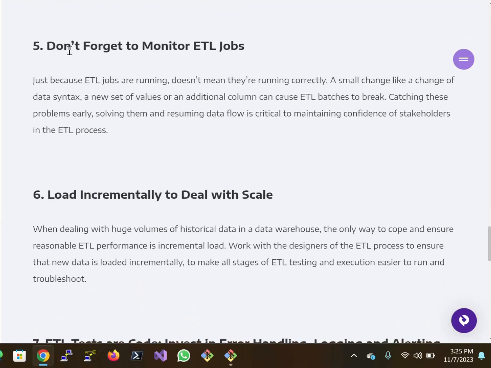The next tip is don't forget to monitor ETL jobs. Just because ETL jobs are running doesn't mean that they are running correctly. A small change like a change of data syntax, a new set of values or an additional column can cause ETL batches to break. Catching these problems early, solving them and resuming data flow is critical to maintain the confidence of stakeholders in the ETL process. So you must monitor ETL jobs regularly.